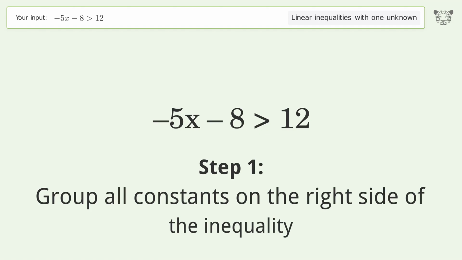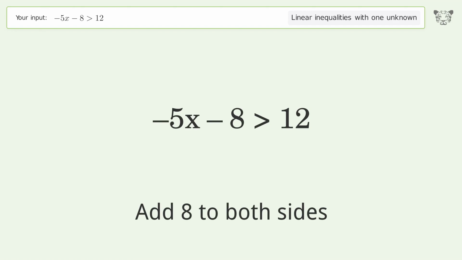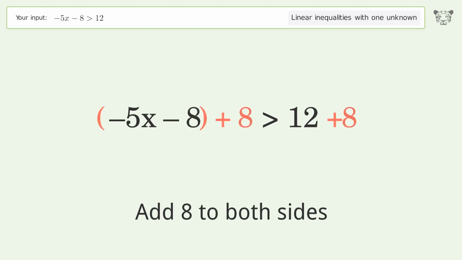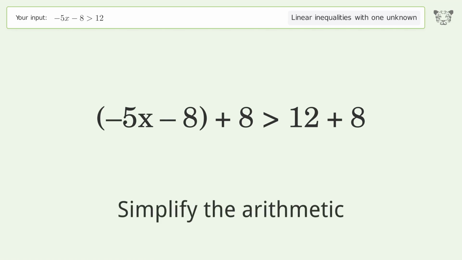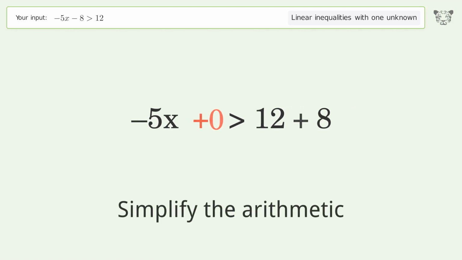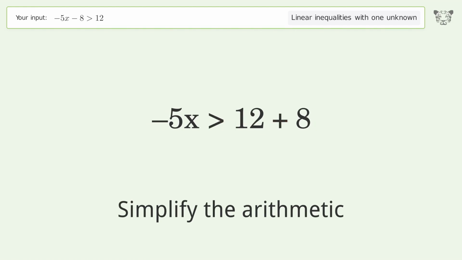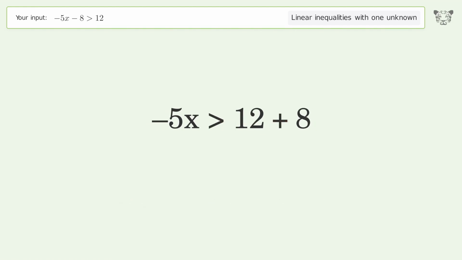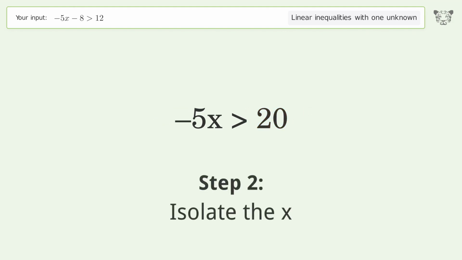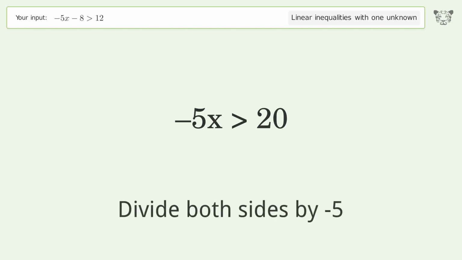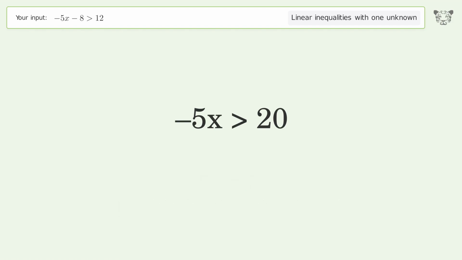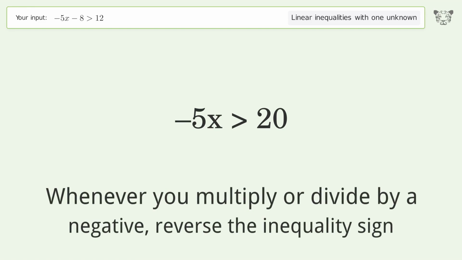Group all constants on the right side of the inequality. Add 8 to both sides. Simplify the arithmetic. Isolate the x. Divide both sides by -5. Whenever you multiply or divide by a negative, reverse the inequality sign.